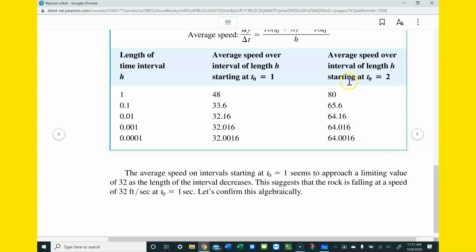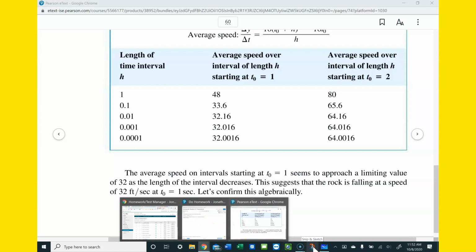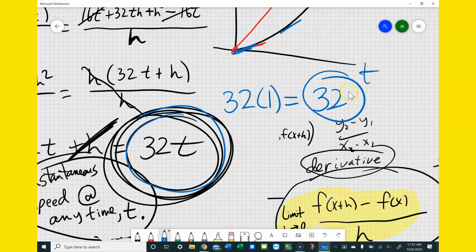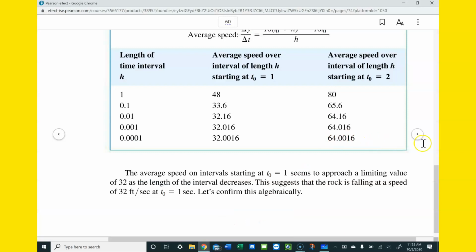What would it be, by the way, when t is 2? We just plug 2 in for t. When we plug 2 in for t, 32 times 2, what would we get? Exactly what we saw that we would get, 64.